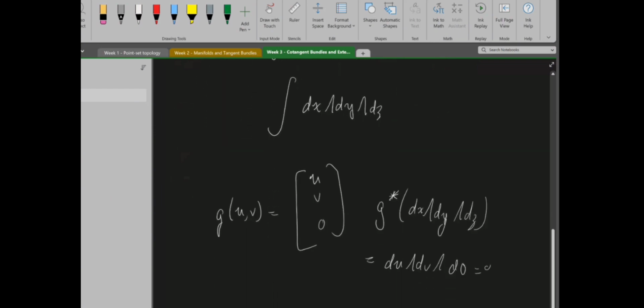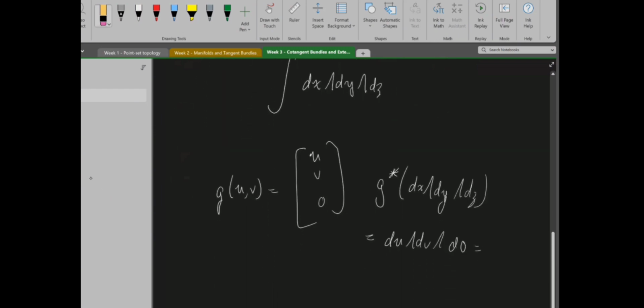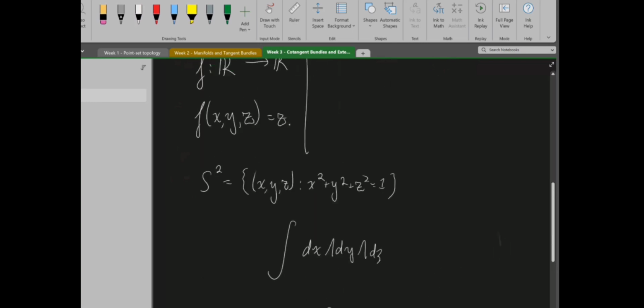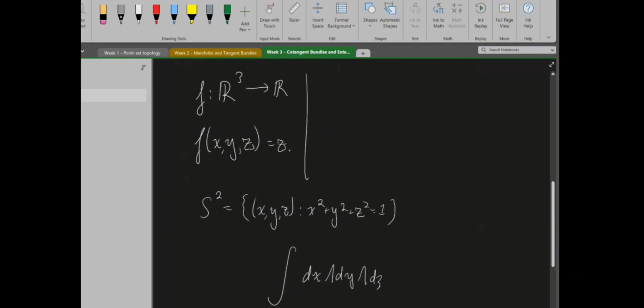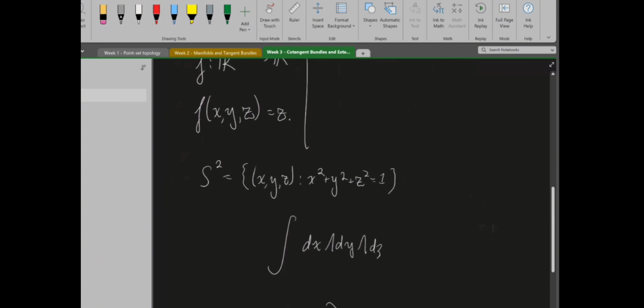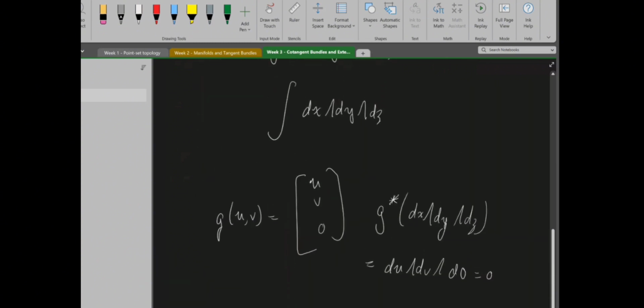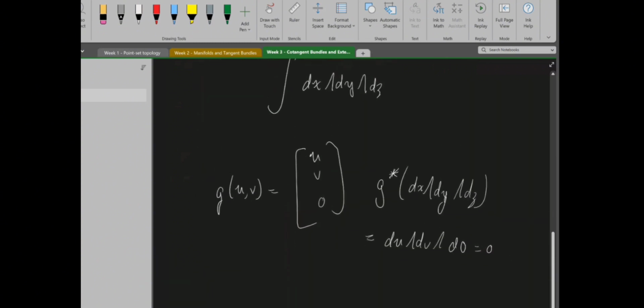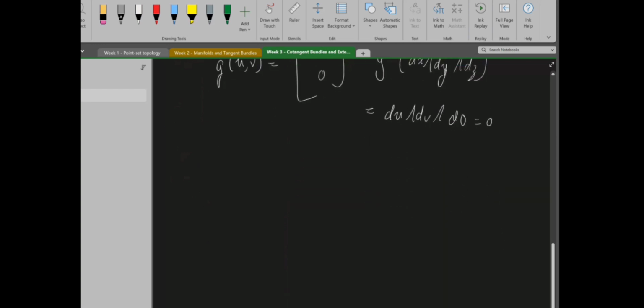If you want to integrate over the surface using a 3 form, it does not make much sense to do that. You want an area form on the surface. Let's see. Can we parameterize a sphere? I don't know, how would you parameterize that?